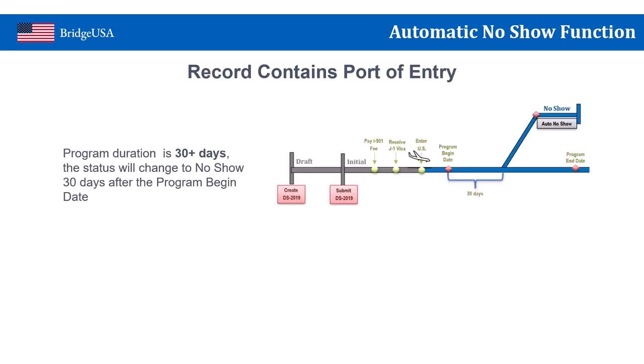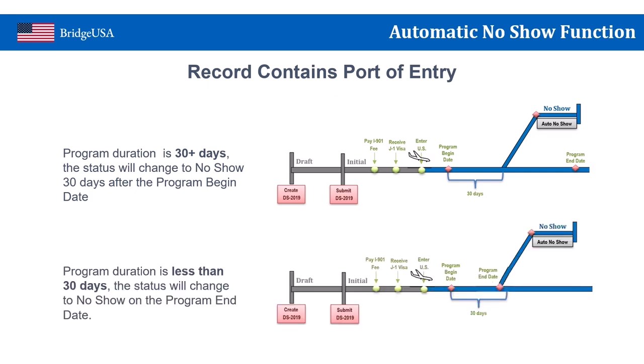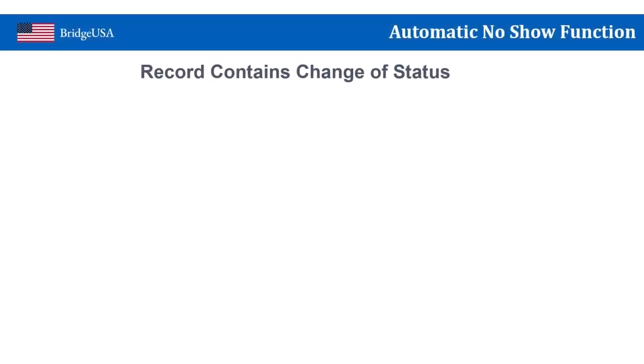If the record contains port of entry and the program duration is greater than 30 days, the status will change to no-show 30 days after the program begin date. If the record contains port of entry and the program duration is less than 30 days, the status will change to no-show on the program end date. Now we will look at the change of status scenarios.